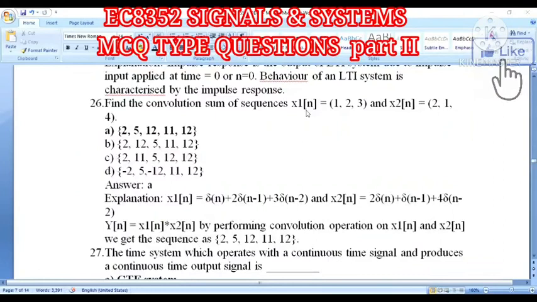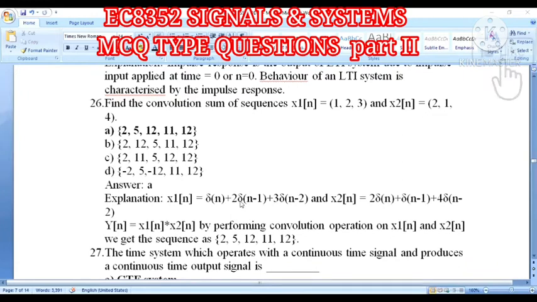Next question. Find the convolution sum of x1 of n equal to 1, 2, 3 and x2 of n equal to 2, 1, 4. Option A is 2, 5, 12, 11, 12. Option B is 2, 12, 5, 11, 12. Option C is 2, 11, 5, 12, 12. Option D is minus 2, 5, minus 12, 11, 12. So x1 of n is given, x2 of n is also given. Okay, let us check the answer.